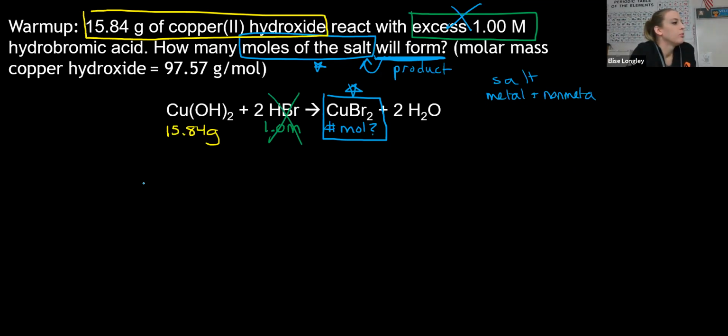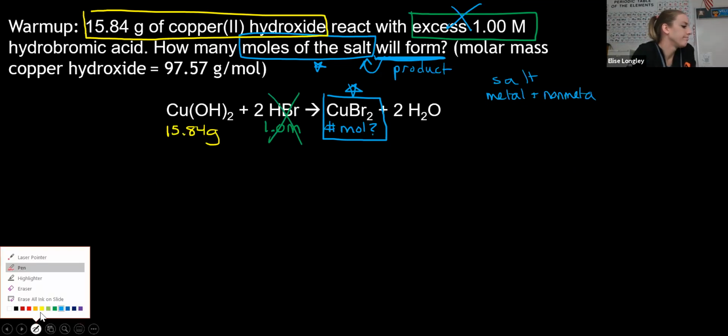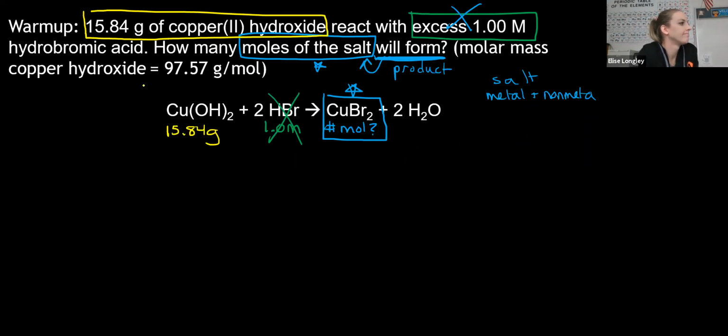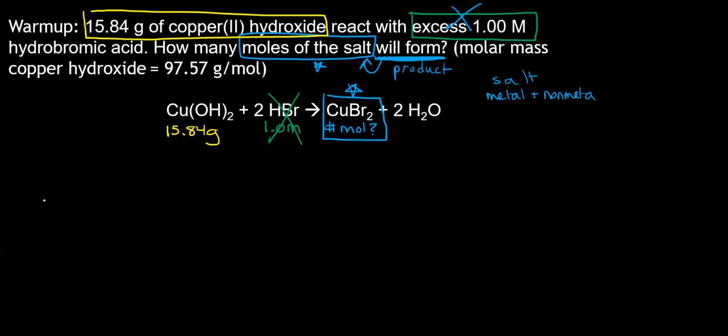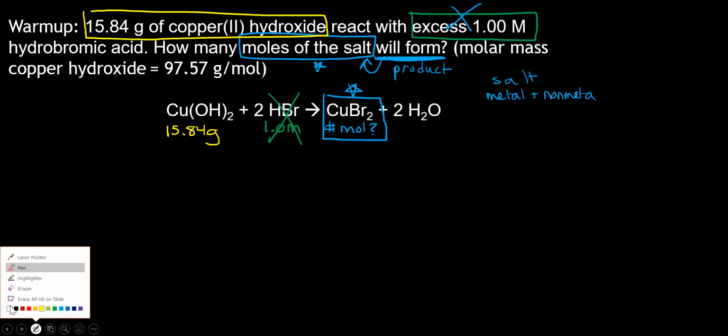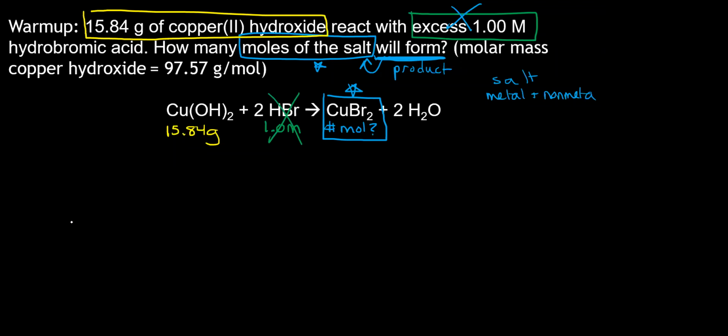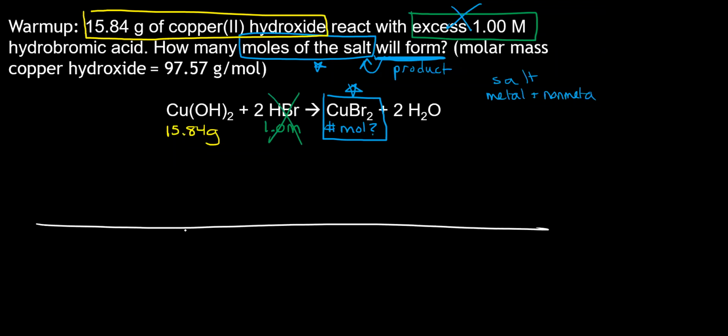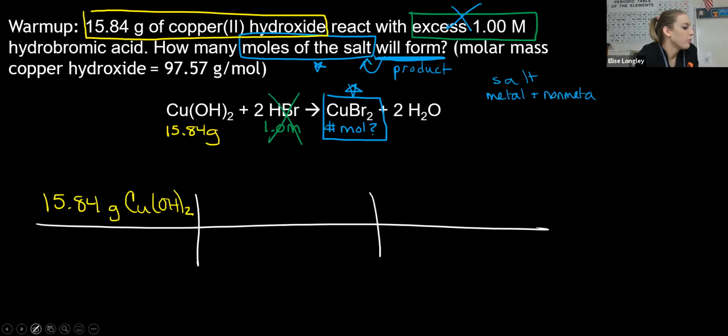Izzy, what do I do now? Can I start setting up the equation now? Yes. Okay, so like the little railroad track thing. Okay, and then 15.84 grams of copper 2 hydroxide on the top. Okay. Now, we had another piece of information given, but what is our first step in stoichiometry?